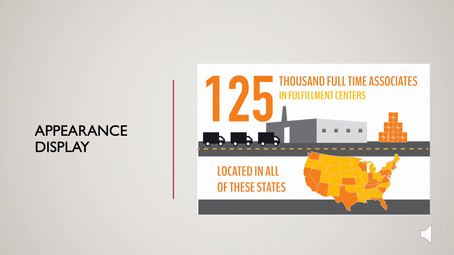The map in the graph and the accompanying text beside it use color encoding. Selected states in the map are colored orange, and the text is also orange and talks about full-time associates located in certain states. The color encoding informs the reader that those associates are located in these orange states.